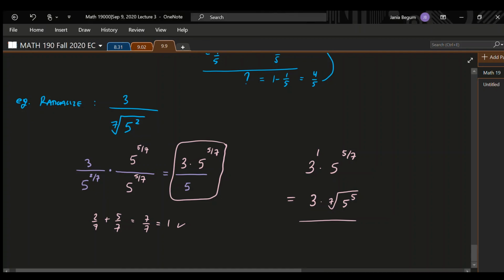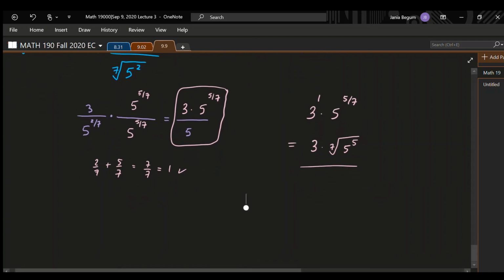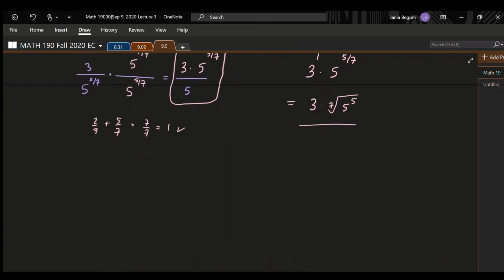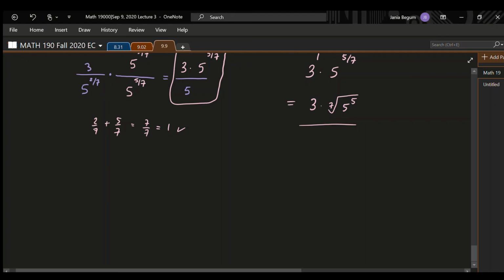Well, that's pretty much it for P4. And the next thing we have is P5. P5 is algebraic expressions. I won't start P5 today. I'll do that next time.